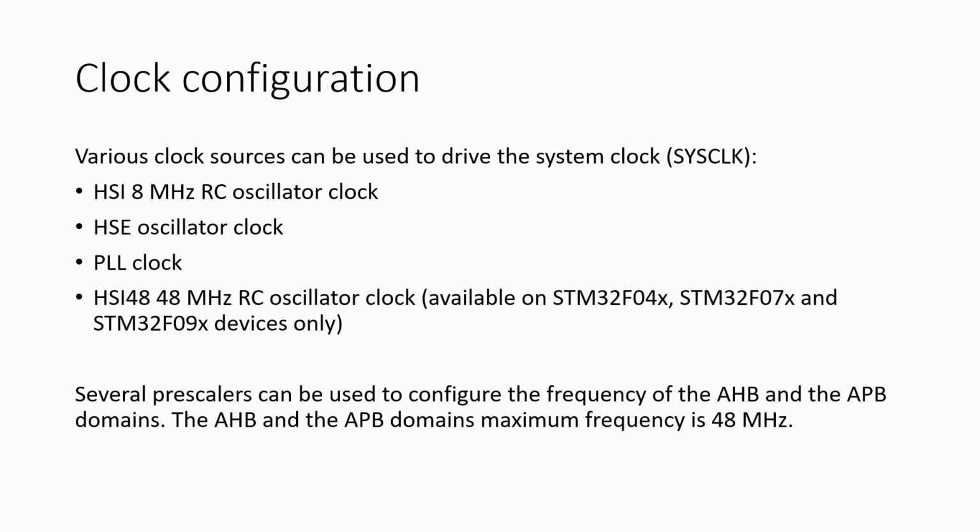The HSI48 clock signal is generated from an internal 48 MHz oscillator and can be used directly as a system clock or divided and used as PLL input. The internal 48 MHz oscillator is mainly dedicated to providing a high precision clock to the USB peripheral by means of a special clock recovery system circuitry. Several prescalers can be used to configure the frequency of the AHB and the APB domains. The AHB and the APB domains' maximum frequency is 48 MHz.